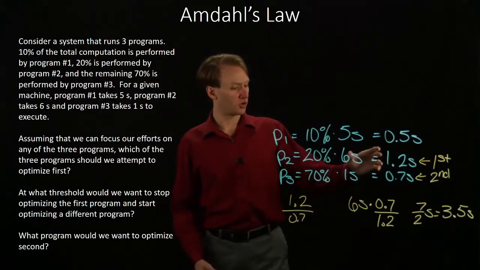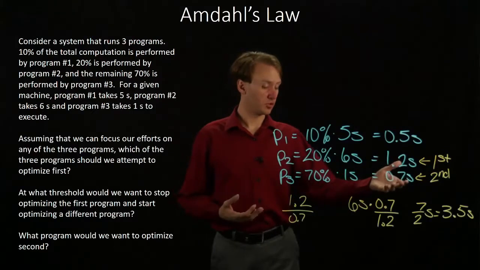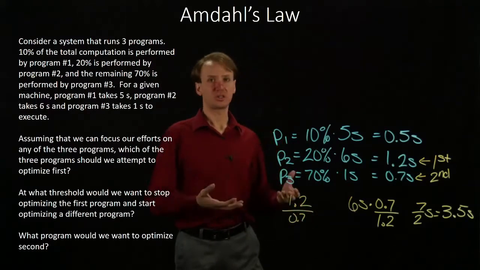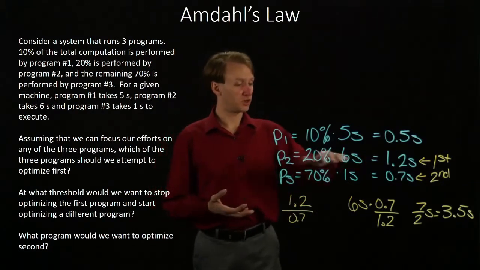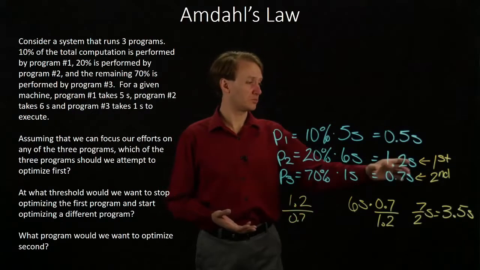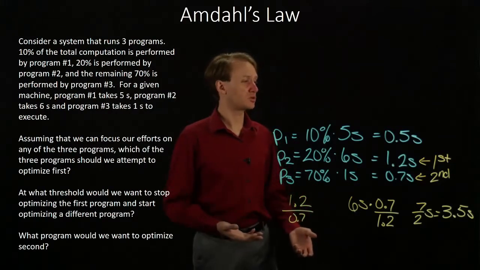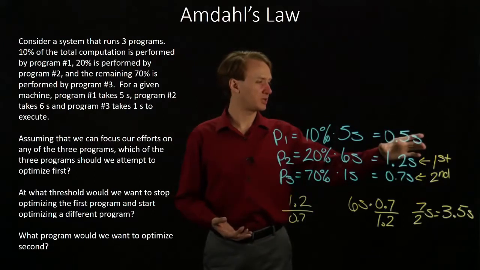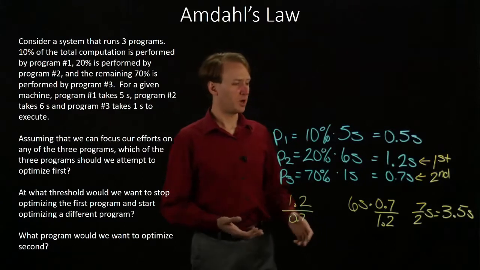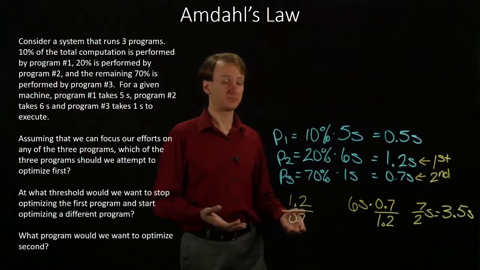I'm switching from optimizing program number 2 to program number 3 because I'm spending more time on average on program 3 than on program 2. But we can also consider what happens if I just continue trying to improve program 2. Eventually, I'm going to get to some bottleneck where program 2 has been improved as much as possible. It's really not taking any more time at all. And I'm spending the rest of my time running either program 1 or program 3. But I'm exerting all of my effort to improve program 2, and I'm getting some diminishing returns here.